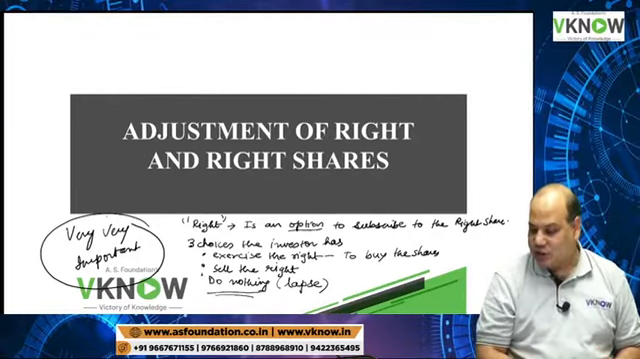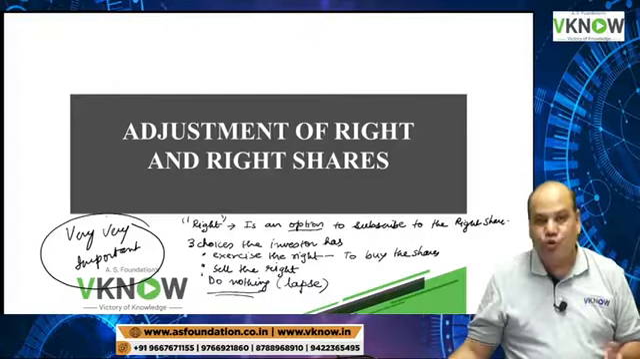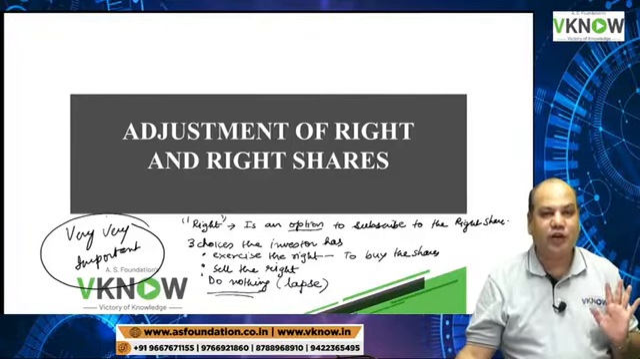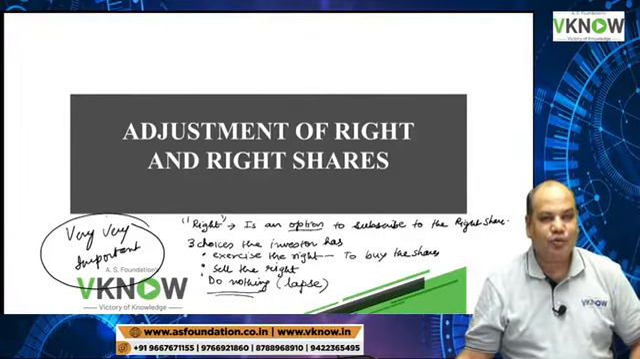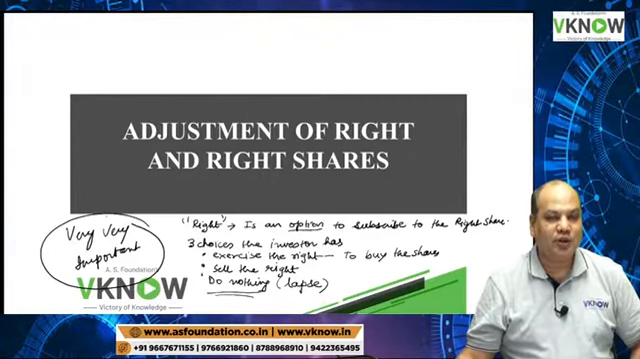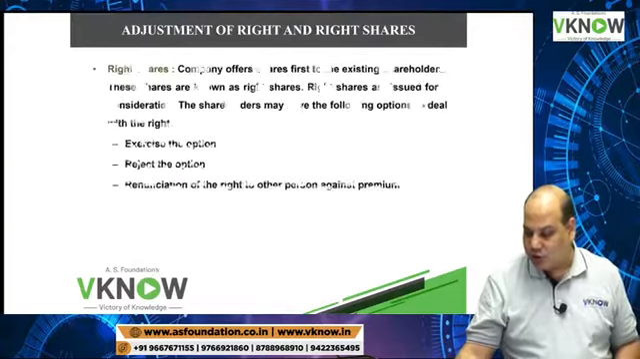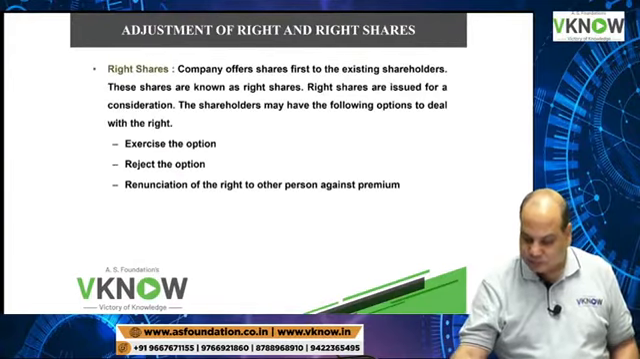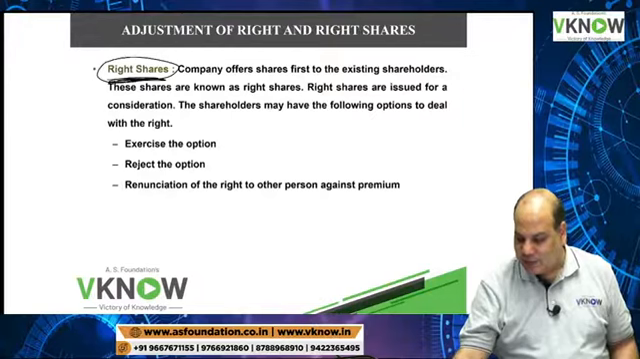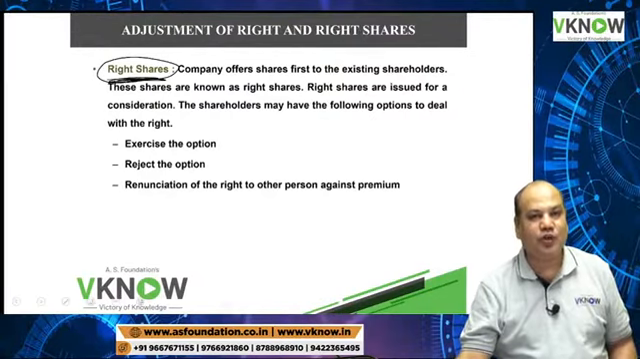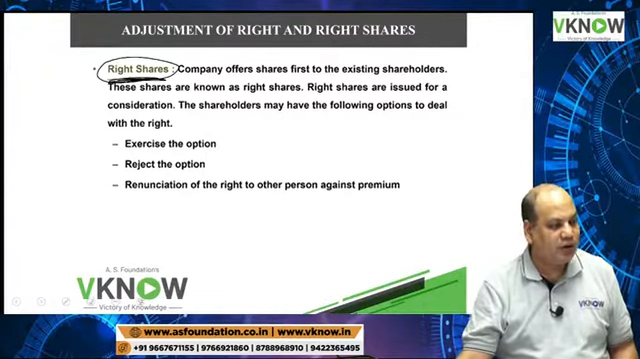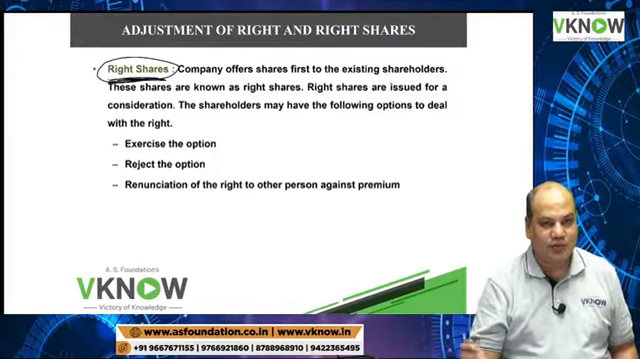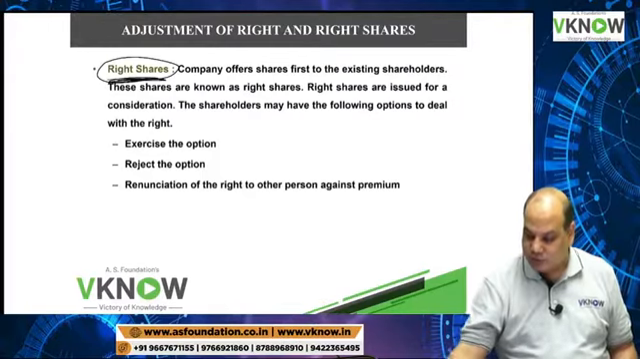So you have to exercise a choice. When you purchase the shares, it is called right share. When you get the right from the company, it is just a right but not a right share. Right is not equal to right share. Right is an option to subscribe to right share by paying the consideration, and when you pay the subscription amount and the company allots you the shares, they are called right shares.